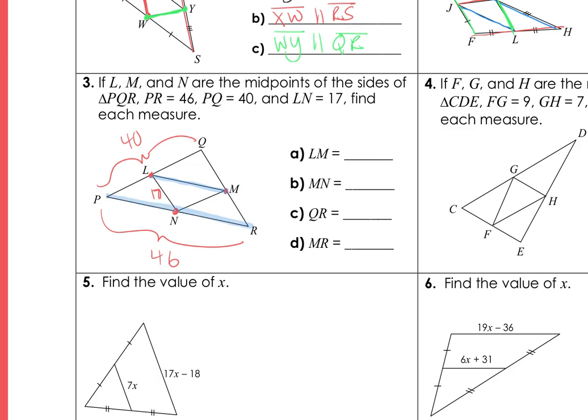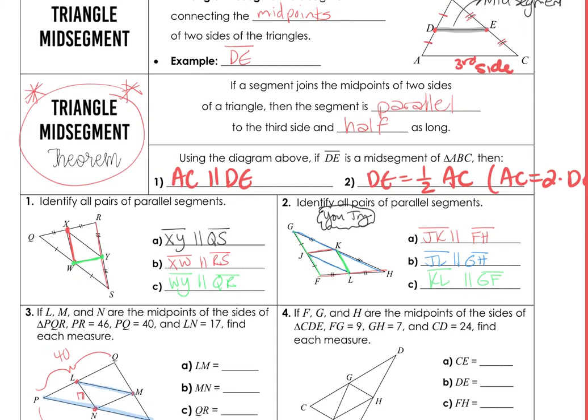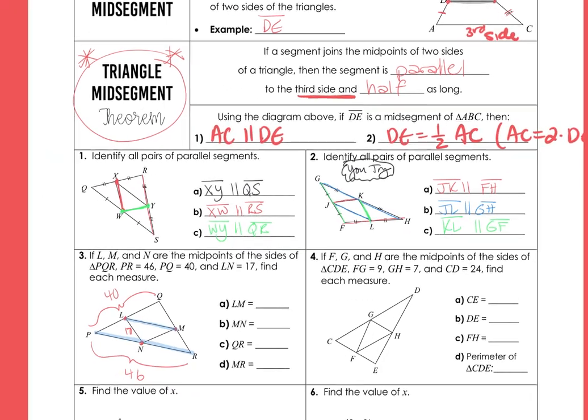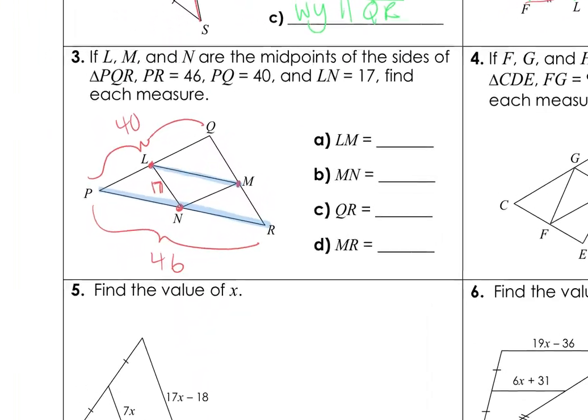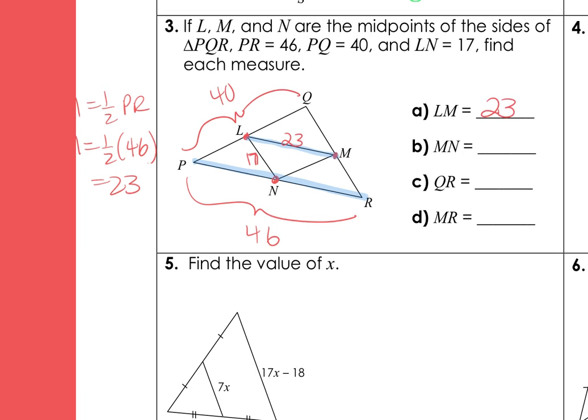Well, the triangle mid-segment theorem says that that third side is half as long, or the mid-segment is half as long. So if PR is 46, that means that LM is equal to half of PR. So LM is going to be half of 46, or 23. And I'm going to mark that on my figure.